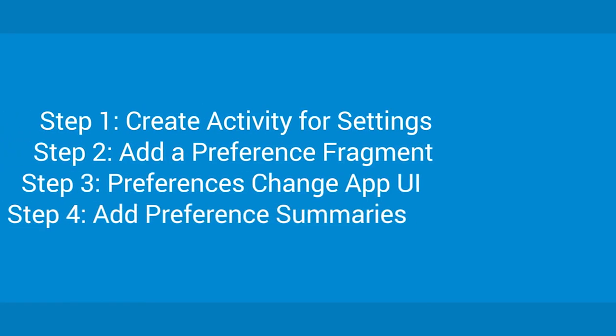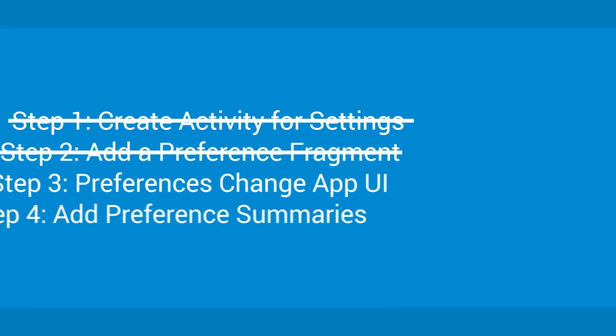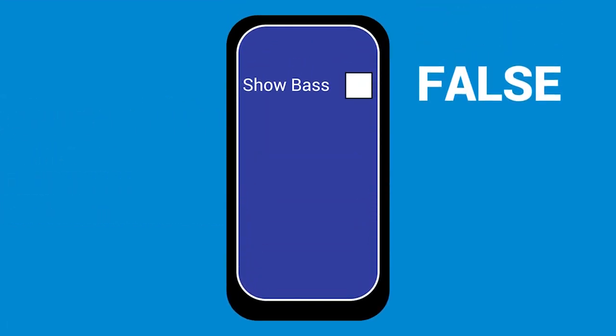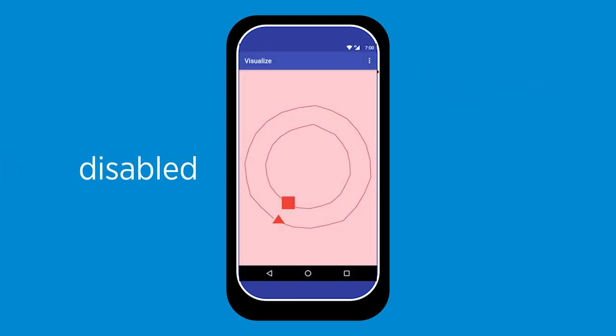At this point, we've completed the settings activity and we've made our first setting in the settings fragment using the XML. When we hit the checkbox, what Android is doing is it goes into that file and changes the value associated with the key show bass, setting it to true or false depending on whether the box is checked or not. What we need to do now is to read this from the file to update the actual app.